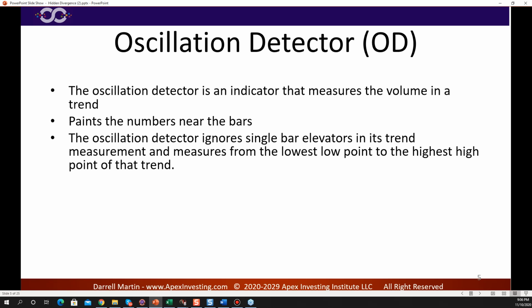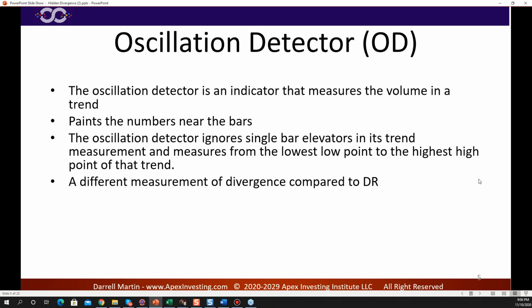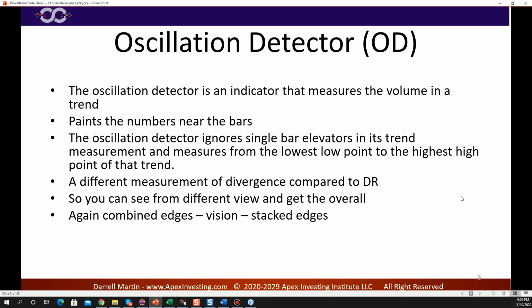It measures from the lowest point to the highest point of that trend, giving you an idea of the strength there. It's a different measurement than some of our other indicators, like DR, the deviation reversal. So you get to see that strength and weakness from a little bit different view and get the overall picture. It helps us combine some of the edges, giving us a different vision in stacking those edges.